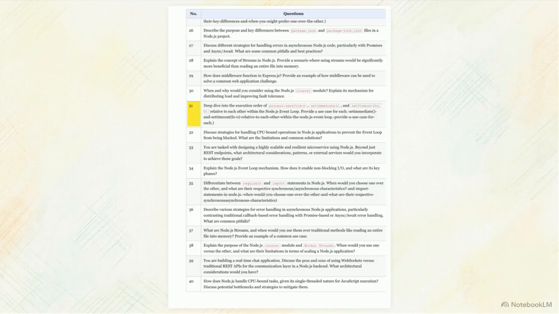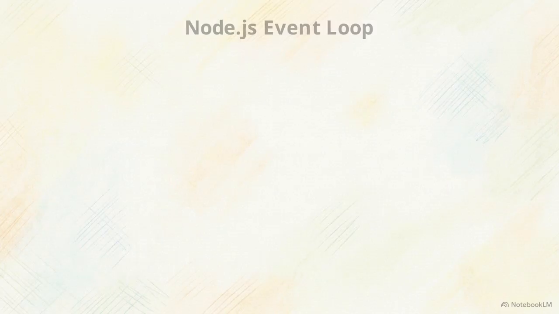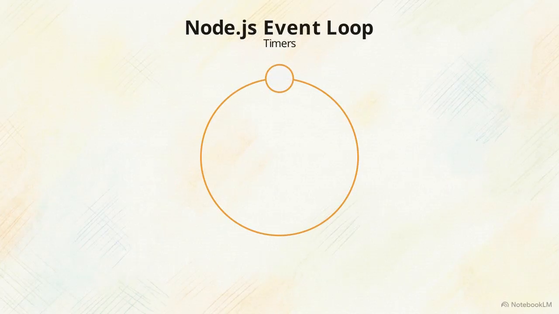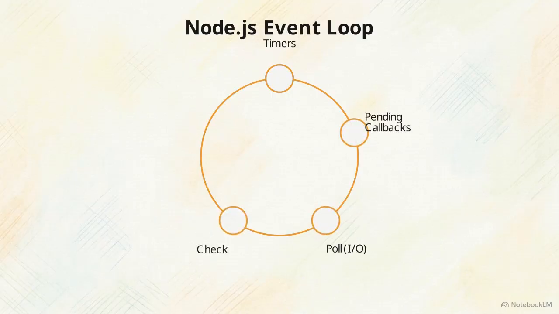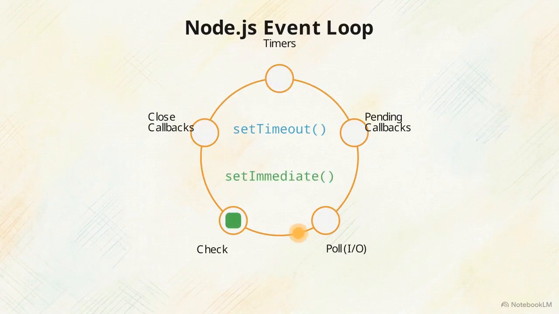Question 31 identifies a recurring requirement. The engineer must differentiate the execution order of process.nextTick, setImmediate, and setTimeout. This tests your knowledge of the Node.js event loop phases. The loop moves through a strict cycle: timers, pending callbacks, the pull phase for I/O, a check phase, and finally close callbacks. The setTimeout function schedules a callback to execute during the timers phase at the beginning of a cycle. setImmediate queues execution for the check phase, which occurs after standard I/O in the pull phase has been processed.